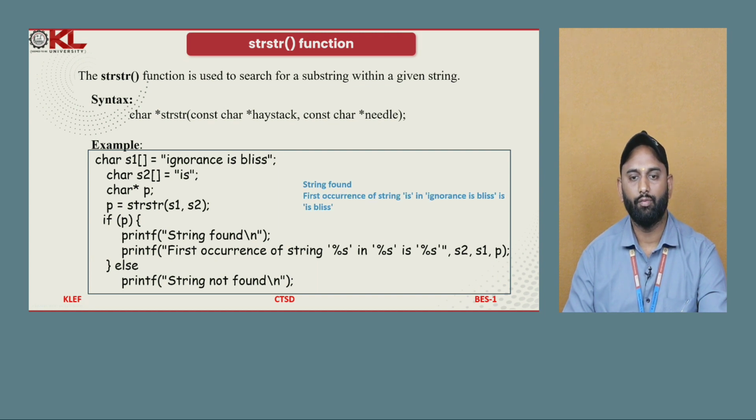So let us go with the output. Here we can see the string is found, and the first occurrence of the string is in ignorance is bliss, is bliss.